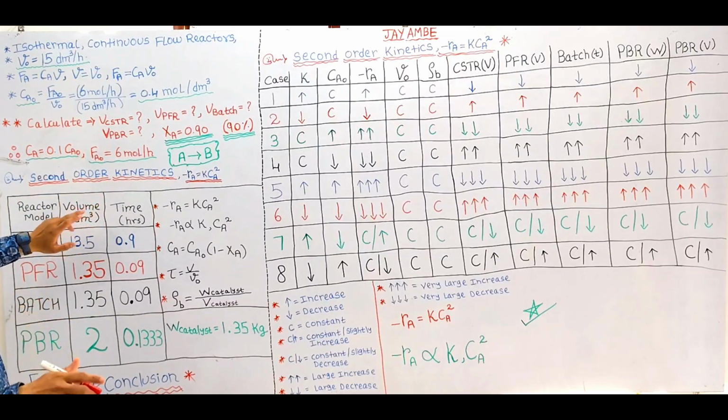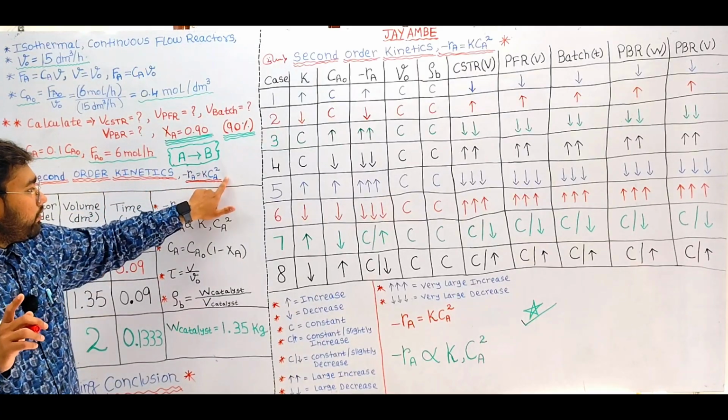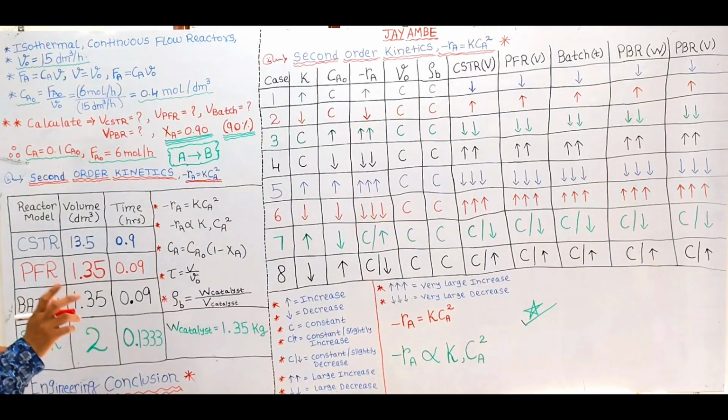We have kept the same reaction, and the reaction follows second order reaction kinetics with the given rate law, minus RA is equal to K C square. Now if we carry out that reaction using the different reactor models, and compare CSTR with the PFR, we can observe that we require a larger volume of CSTR as compared to the PFR. If we use CSTR as the reactor model, we require 13.5 cubic decimeter reactor volume, and if we use PFR, we require 1.35 cubic decimeter reactor volume.